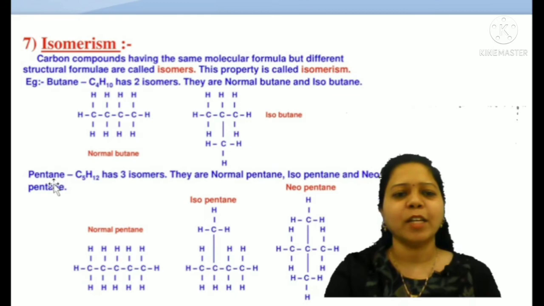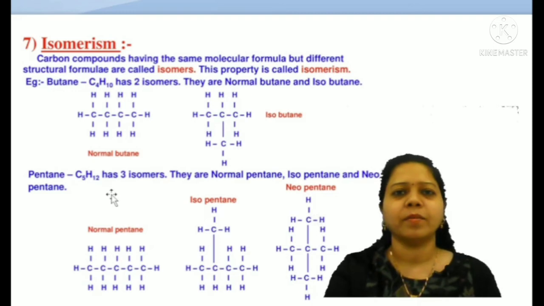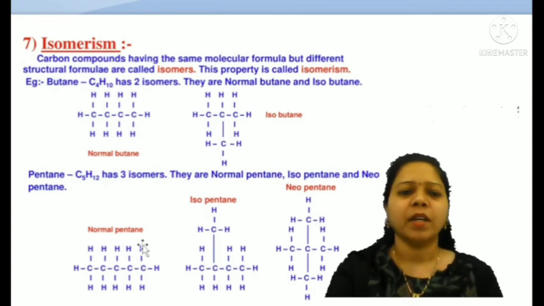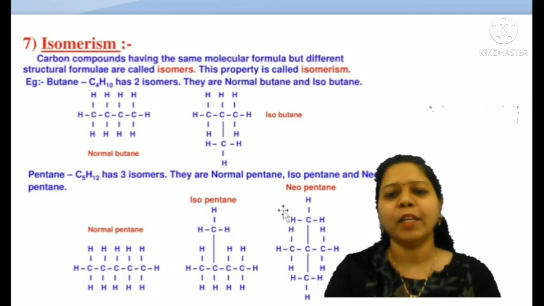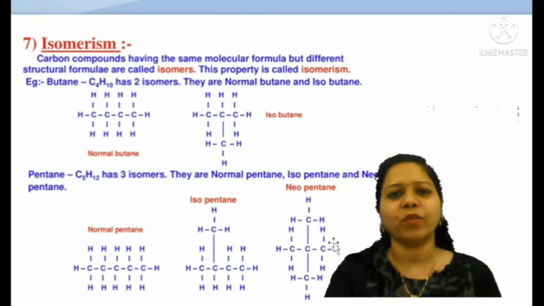Next, here are shown the isomers of pentane, which are isopentane and neopentane. Here also the molecular formula for pentane is the same, C5H12. Pentane has the ability to form 3 isomers, while butane forms 2 isomers. Normal pentane, isopentane, and neopentane are the 3 isomers of pentane. These pentane isomers form only because of the different arrangement of carbons, but the molecular formula is always the same, C5H12.